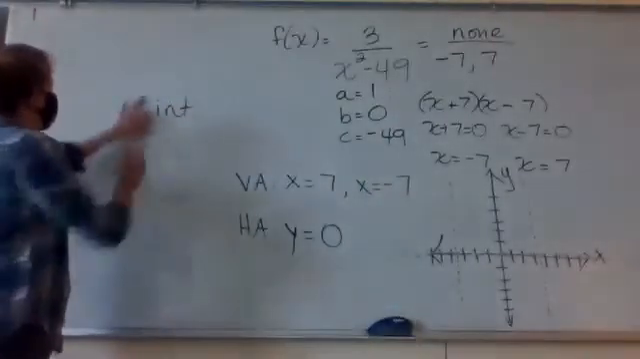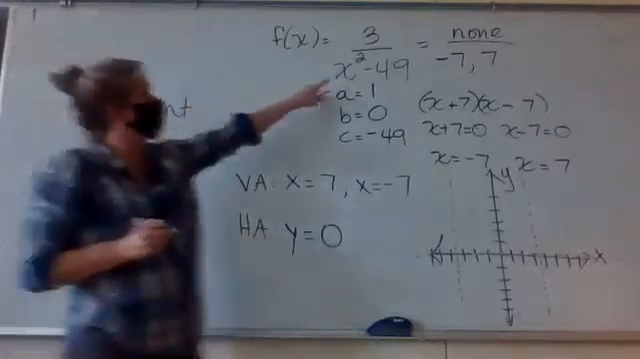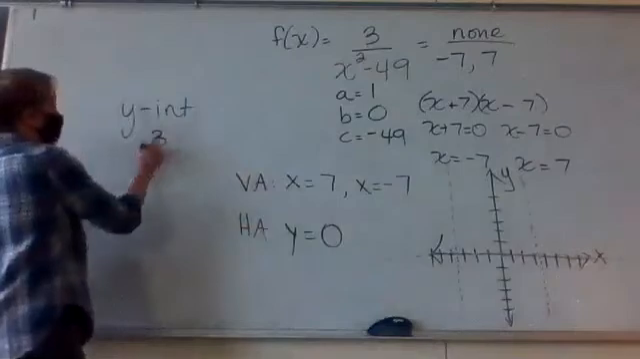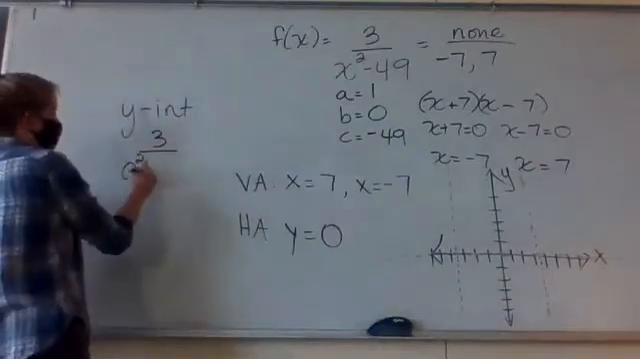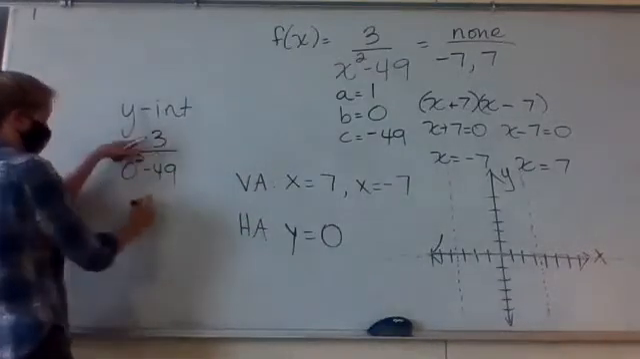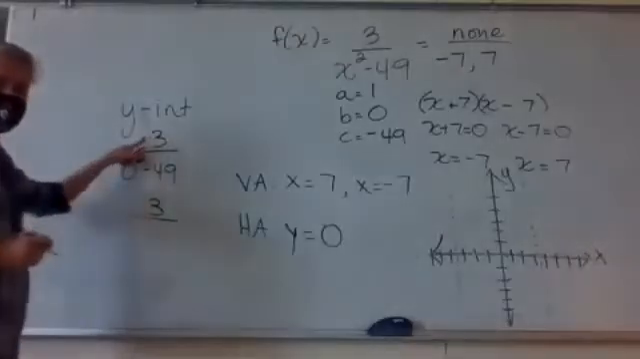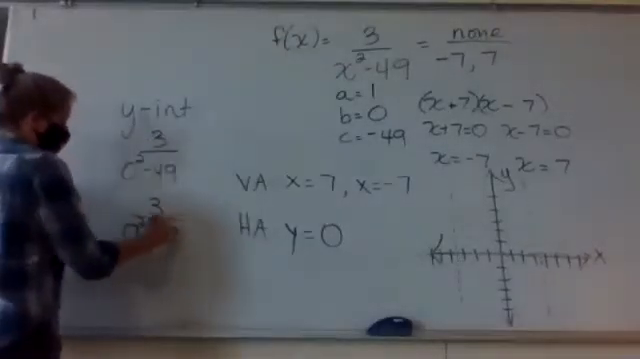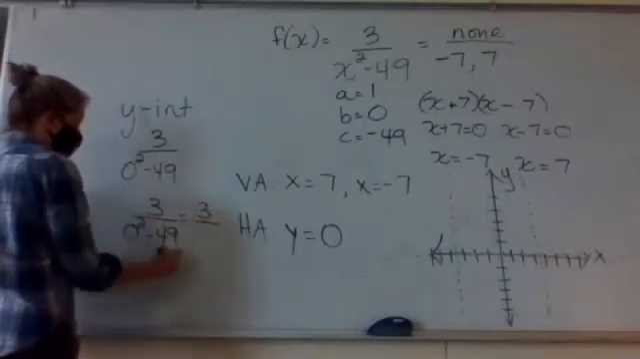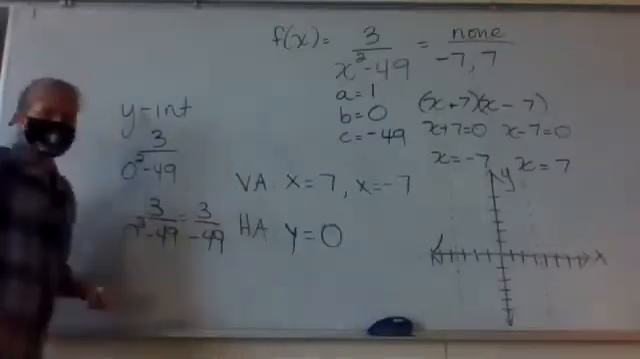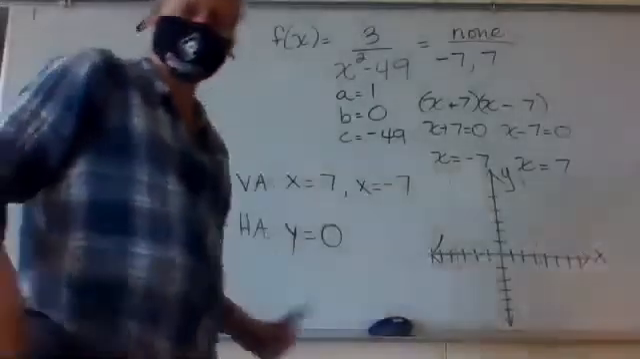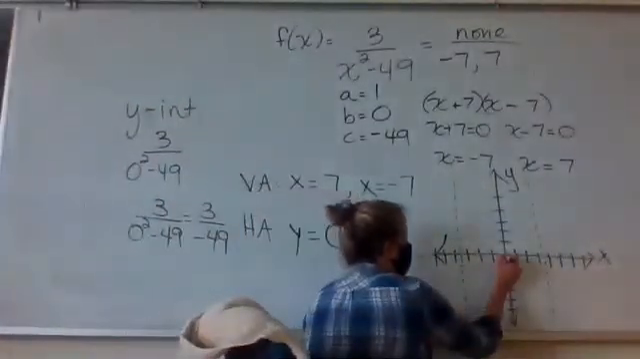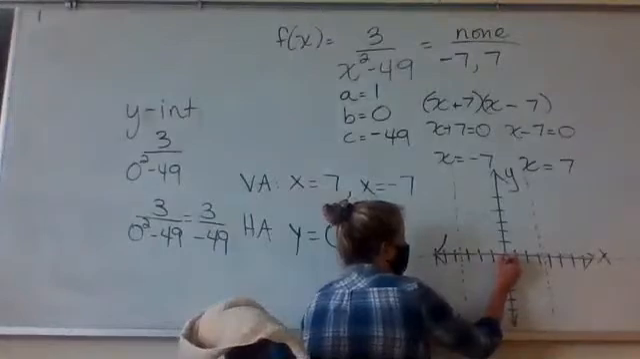How do you find the Y-intercept? You replace all the x's in the graph with zeros. So I'll have 3 over 0 squared minus 49, which is 3 over 0 minus 49. So what does that give me? 3 over -49, which means my Y-intercept is going to cross through the Y-axis just a little bit on the negative side.